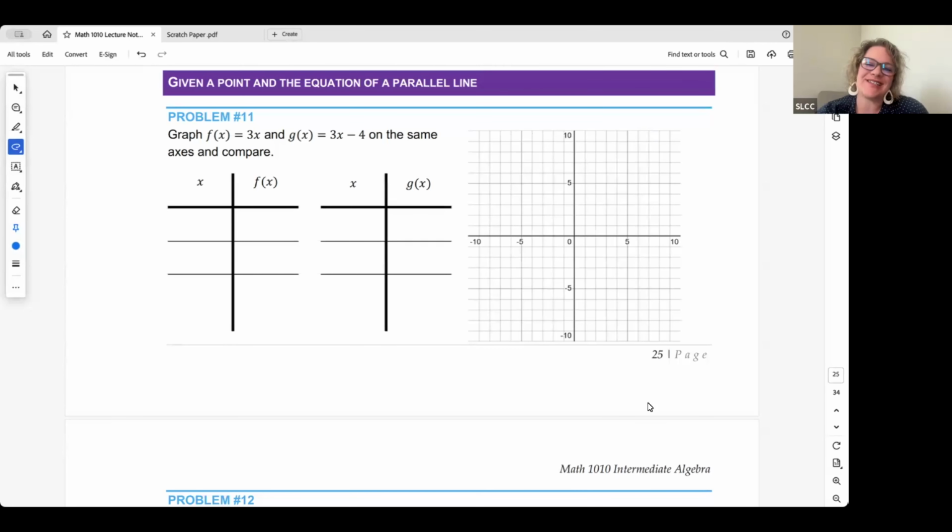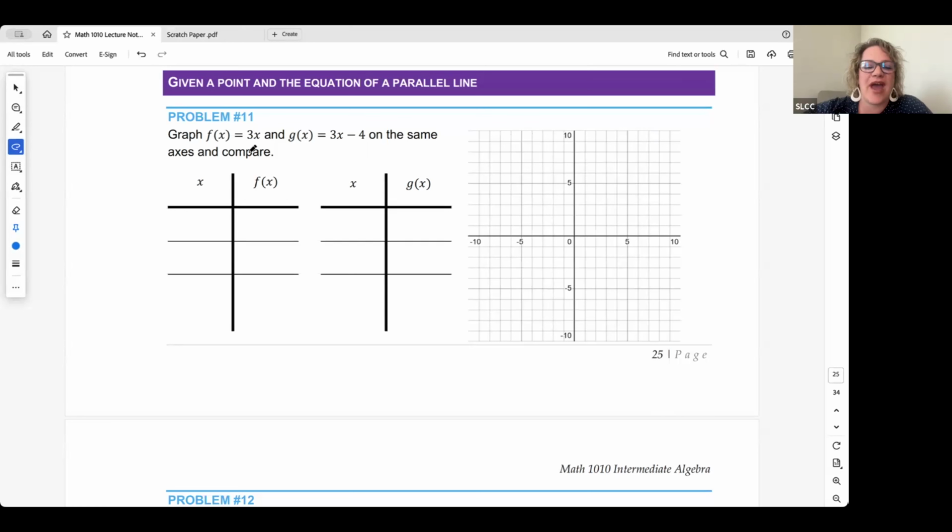Hello, today we're discussing section 1.3, linear functions. We'll be talking about problem 11 and problem number 12. In problem 11 and 12, we are given a point and the equation of a parallel line. Let's look at problem 11.